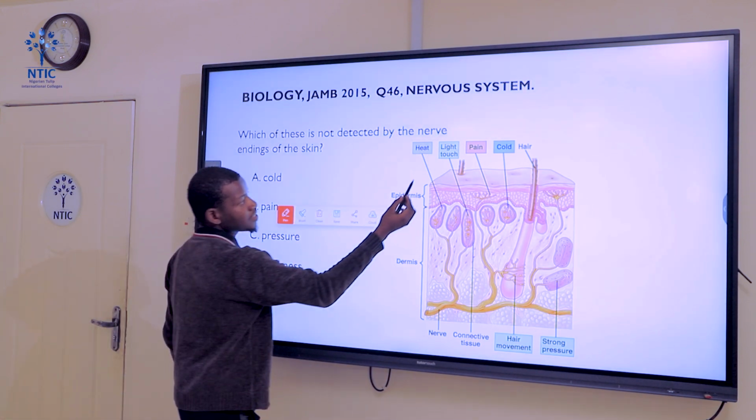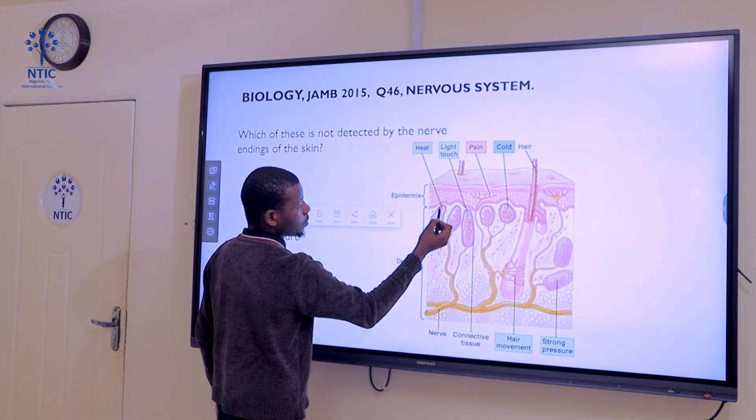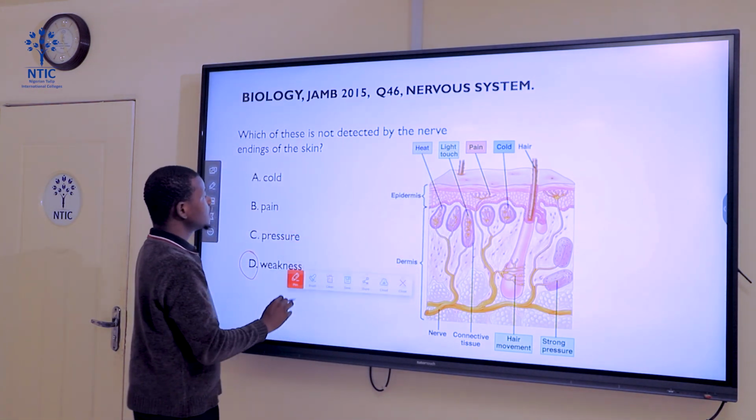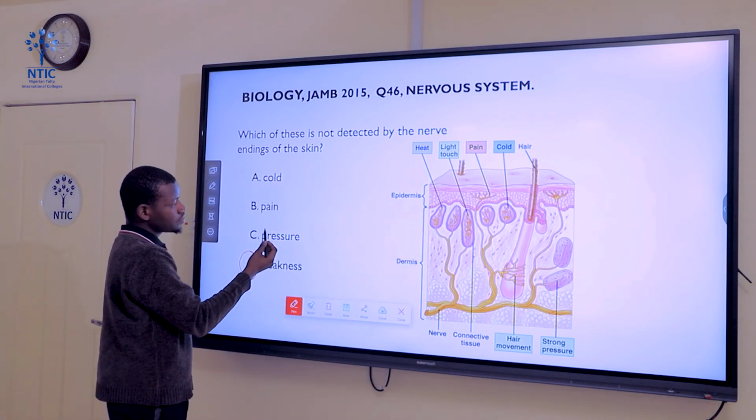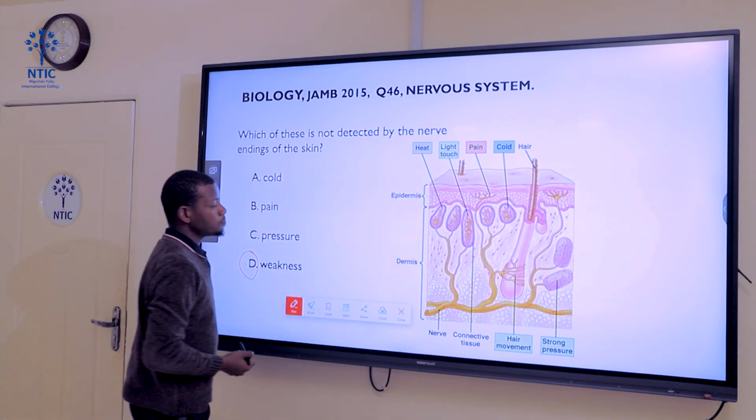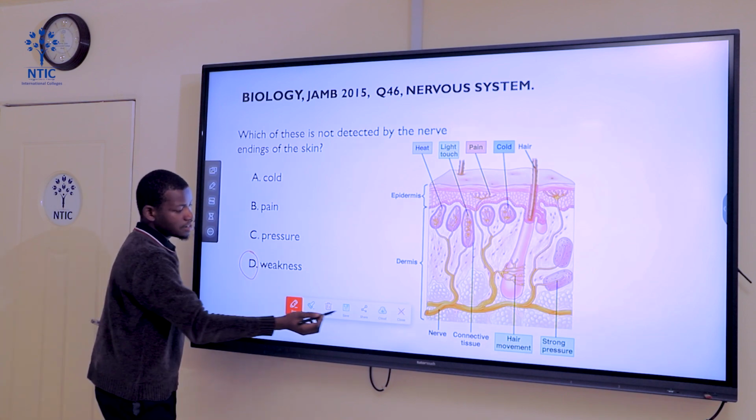And as we can see, these are different receptors. For example, we have the heat receptor for detecting cold. We have the light touch receptor for detecting pressure, and also we have one for pain. So the correct answer remains D.